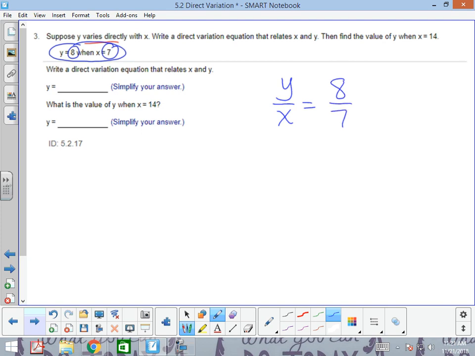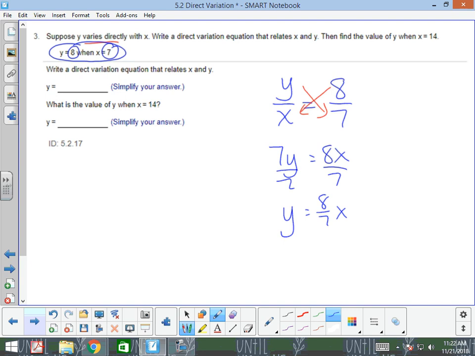Then we're going to solve it for y. Cross multiply: 7y equals 8x. Divide by 7, and y equals 8 over 7 x. This goes in the first blank. They already have the y equals, so all you have to do is type 8 over 7 x.